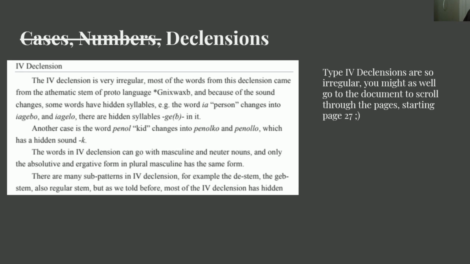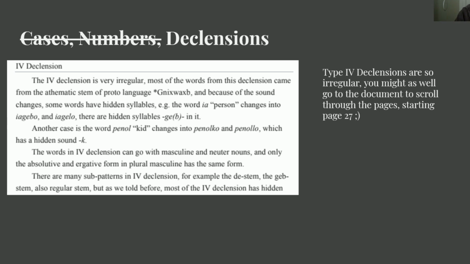And then the fourth declension also has a ton of irregularities to it, also because of the things that have happened since Gnihuach. Because of the sound changes, some of these words even have entire hidden syllables in them, where the word ia, which means person, can change into iagebo and iagelo.